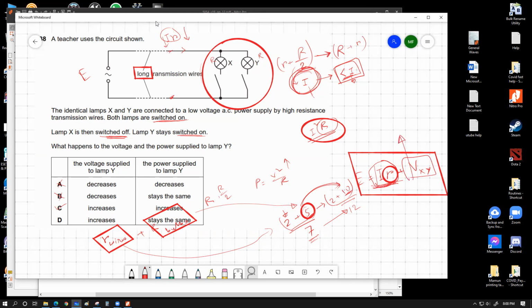And then this equation gives you this one, v equals v square by r. If v goes higher, the whole v square by r also goes higher.